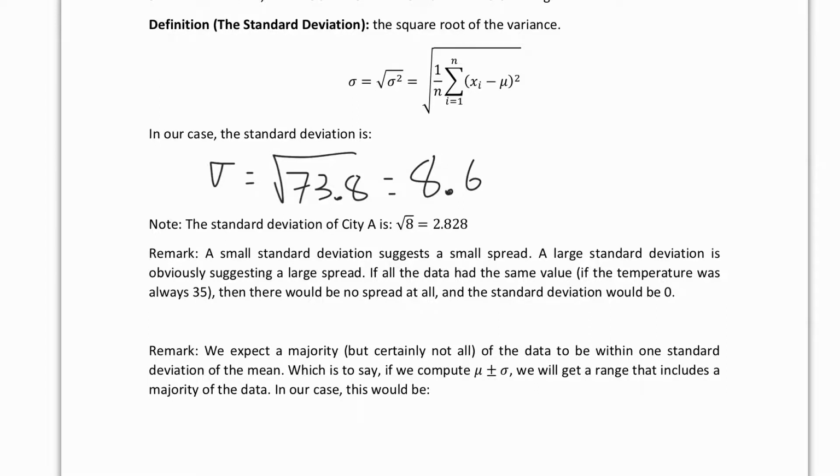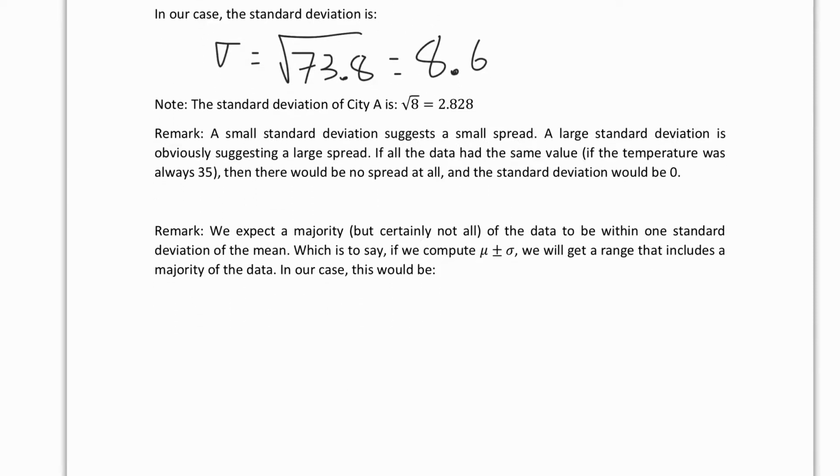In fact, we can expect a large portion of the data to be within 1 standard deviation of the mean, which is to say if we compute the average or the mean, and we add the standard deviation or subtract the standard deviation, we get a range that includes the majority of our data. So in our case, if we did 35 plus 8.6 and 35 minus 8.6, that would give us an approximate range that includes not all the data, certainly not all of it, but a majority of the data. So as numbers, this would be 43.6 and 26.4.